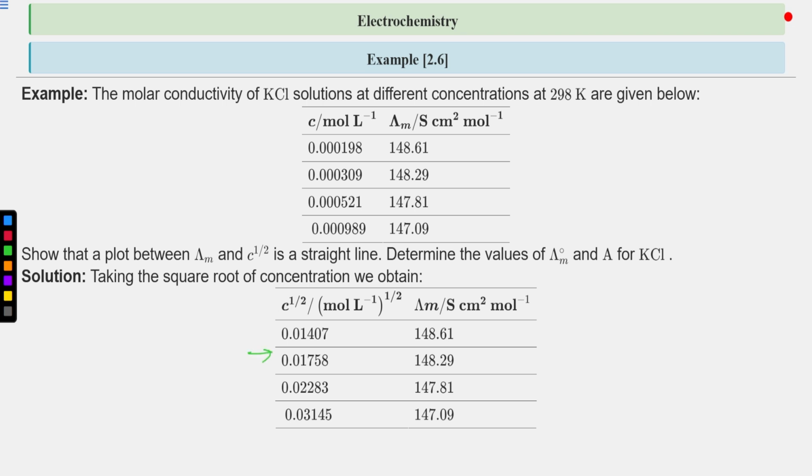This table, in which we have taken the square root of concentration because we have to make the graph between the molar conductivity and C half. C half means under root of concentration. So you have to take every concentration under root. For this, the under root will be 0.01407. For this, the under root of the concentration is 0.01758.